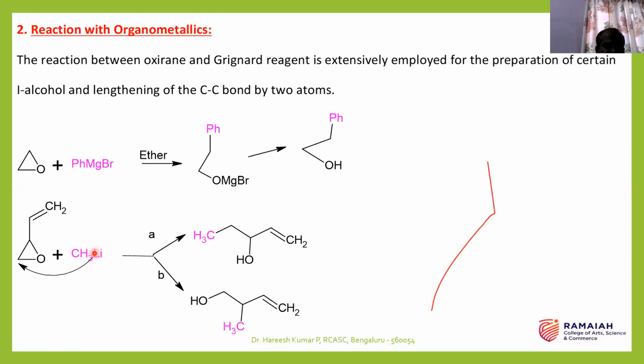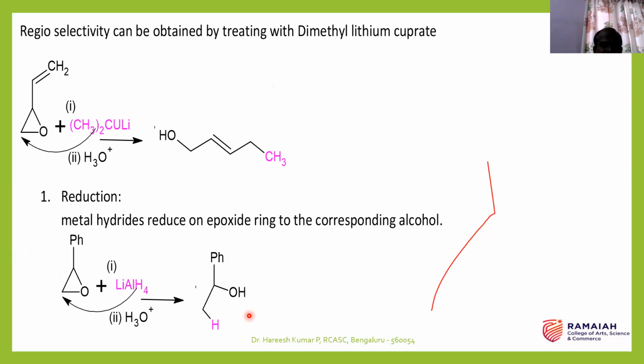If CH3Li attacks the less hindered carbon, then this product is obtained. If CH3Li attacks the more hindered carbon atom, then this will be the product. So with this, I will go to the next slide, which is a continuation.